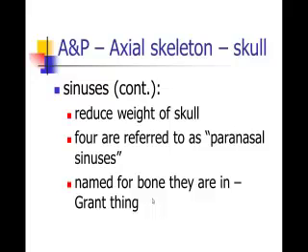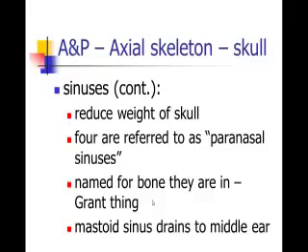And as I mentioned earlier, they're a grant thing, right? So the frontal sinuses are in the frontal bone, ethmoid in the ethmoid bone, sphenoid in the sphenoid bone, maxillary in the maxillary bone. Okay. And then the mastoid sinus is part of the temporal bone, part of the mastoid process of the temporal bone, and that's going to drain into the middle ear.